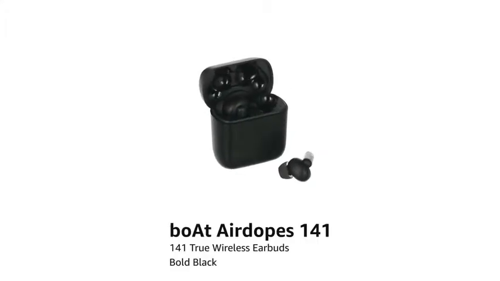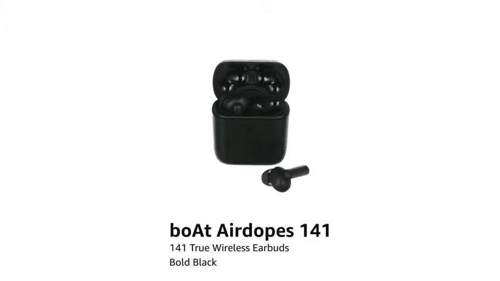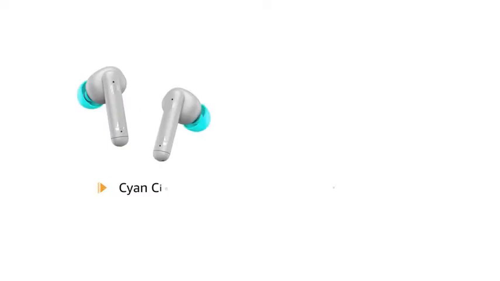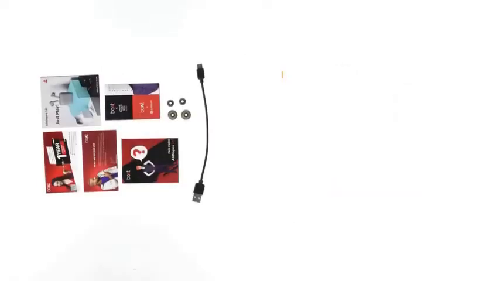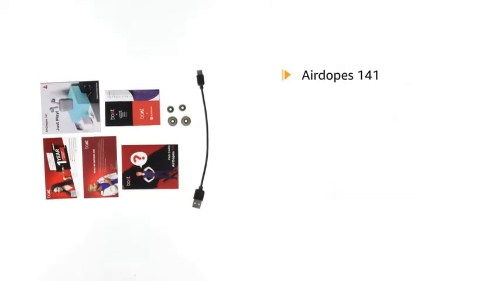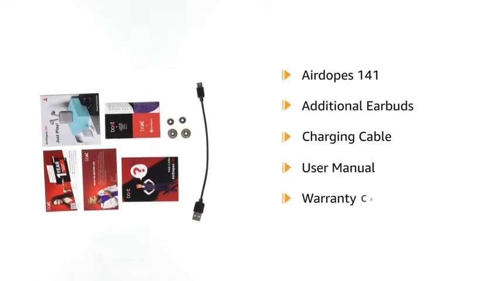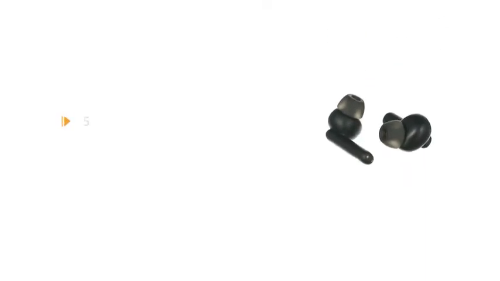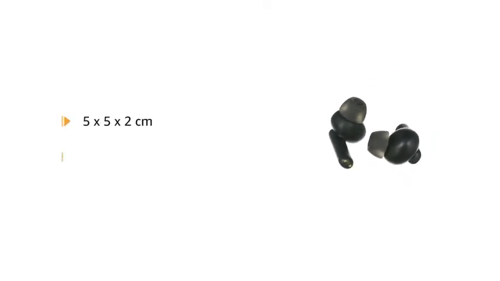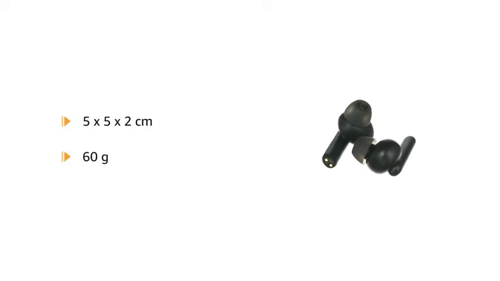Presenting Boat Airdopes 141 True Wireless Earbuds in Bold Black, Cyan Cider and Pure White. The box includes Airdopes 141, additional earbuds, charging cable, user manual and warranty card. It comes with a size of 5x5x2cm and weighs up to 60 grams.